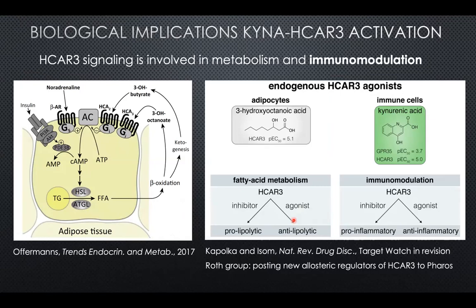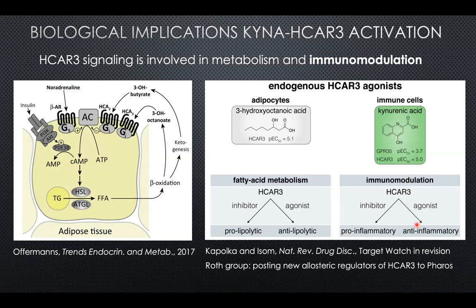It was already known that HCAR3 was agonized by a metabolite from the beta oxidation pathway, 3-OH octanoate, which is right here. And in that system, 3-OH agonism of HCAR3 is actually anti-lipolytic, meaning it stops lipolysis. Likewise, it appears that kynurenic acid may agonize HCAR3 expressed on immune cells, mainly neutrophils and macrophages, to be anti-inflammatory, to combat inflammation. So this is probably a pretty important drug target and a pretty important target for understanding biology.